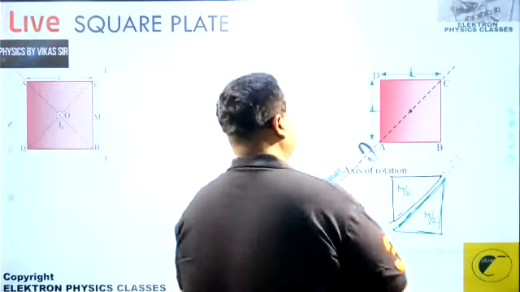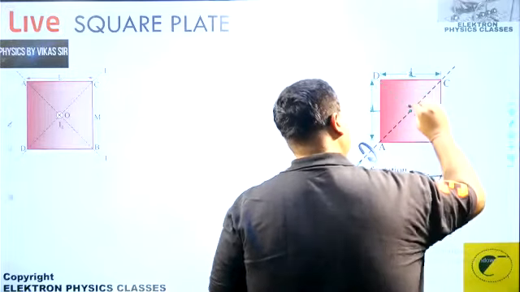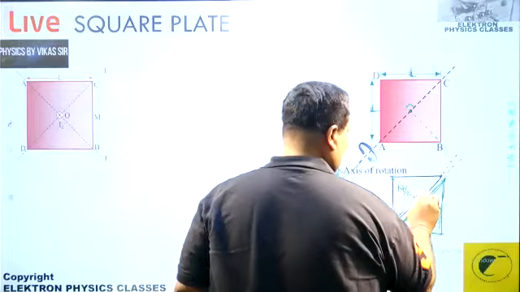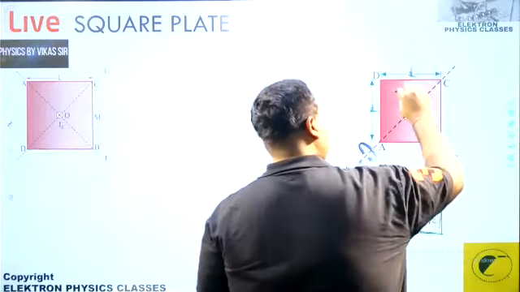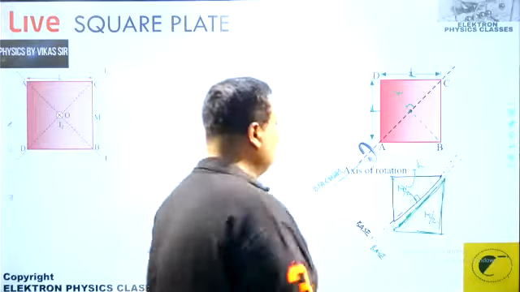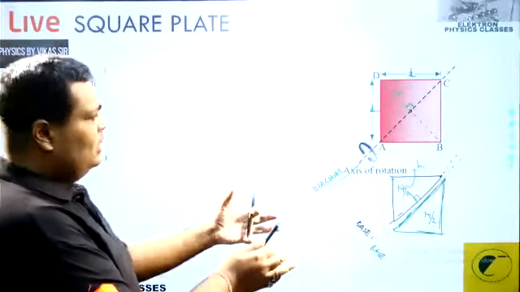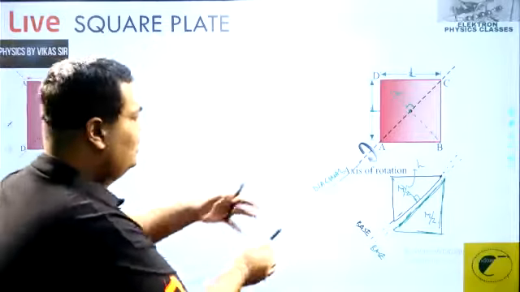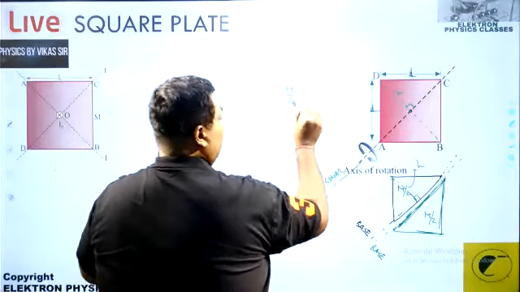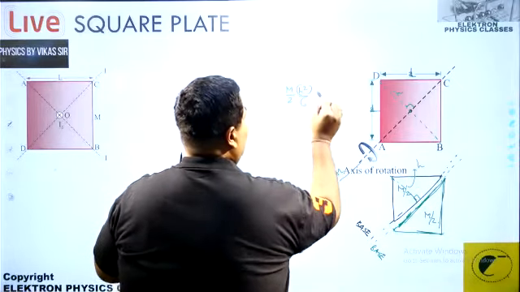Using that property, when I connect DB over here, this will be perpendicular, and so this is going to behave as h. So the moment of inertia about the base of a triangular plate is mh square by 6, but here the mass is m by 2 and the height is h. So that's m by 2, h square by 6.